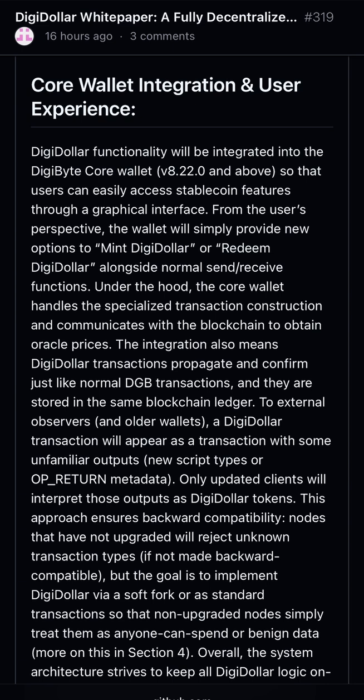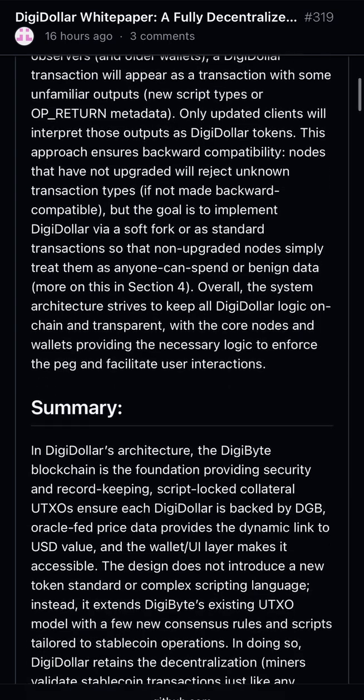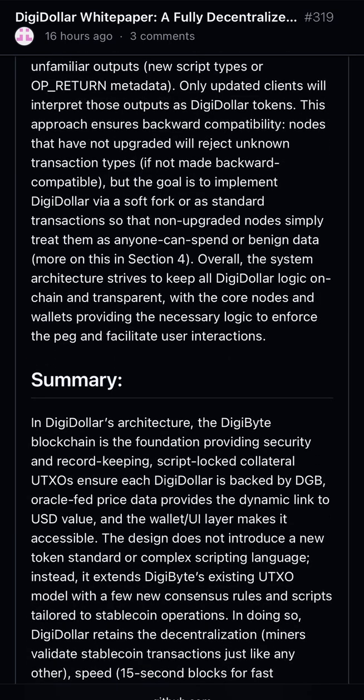Only updated clients will interpret those outputs as DigiDollar tokens. This approach ensures backward compatibility. Nodes that have not upgraded will reject unknown transaction types if not made backward compatible, but the goal is to implement DigiDollar via a soft fork or as standard transactions, so that non-upgraded nodes simply treat them as anyone-can-spend or benign data. More on this in Section 4.